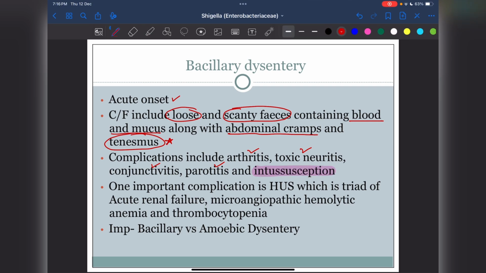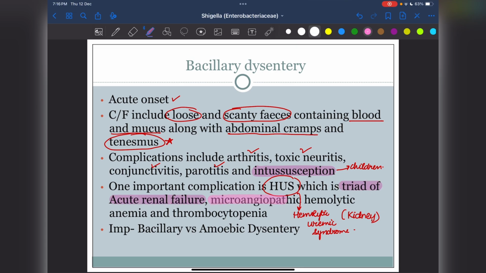That is especially seen in children. One important complication is HUS. HUS, the full form is hemolytic uremic syndrome. That is due to invasion of the glomerular capillaries, the kidneys, and it presents with a characteristic triad of acute renal failure, microangiopathic hemolytic anemia, and thrombocytopenia.